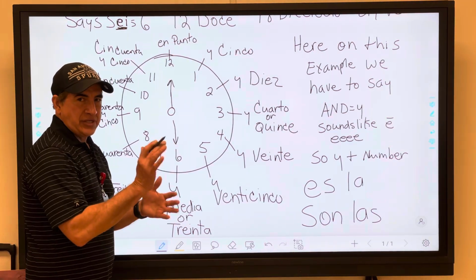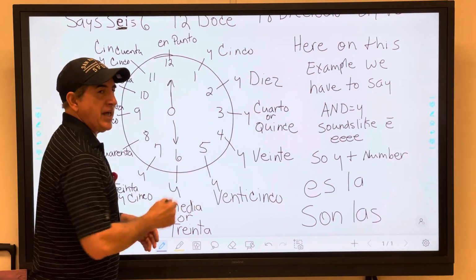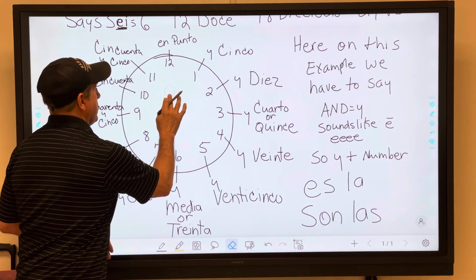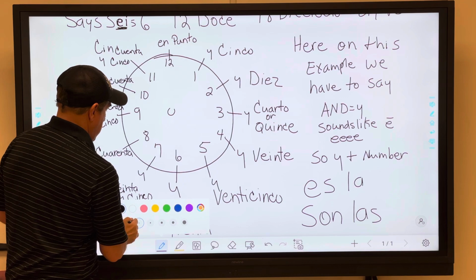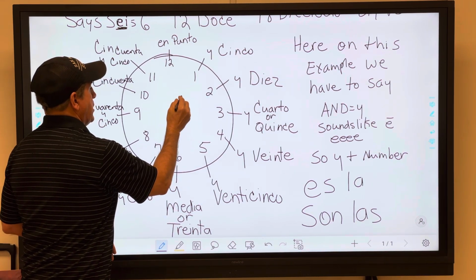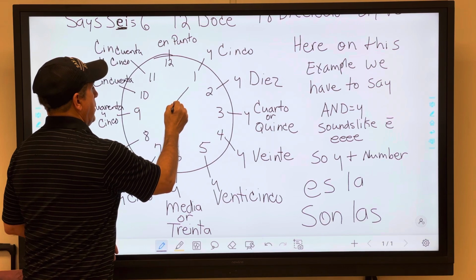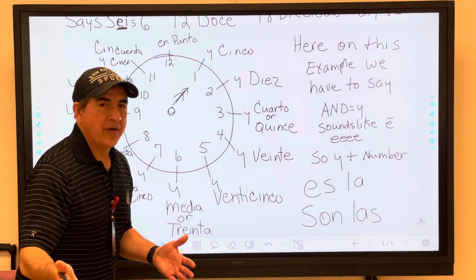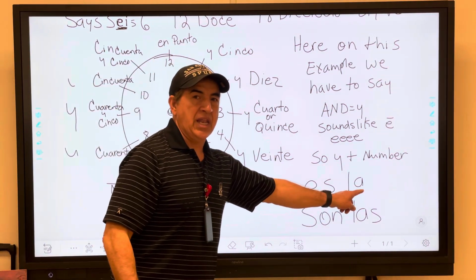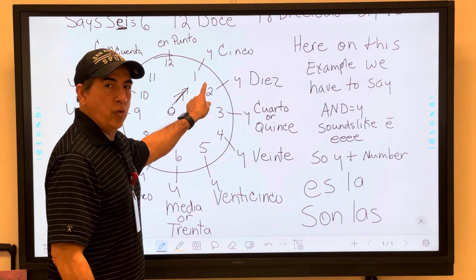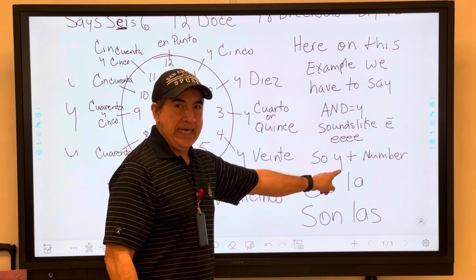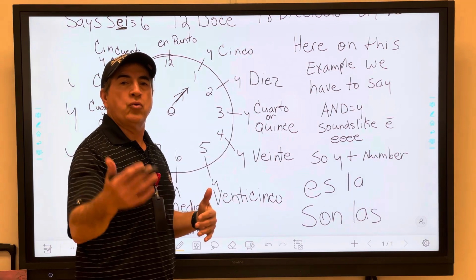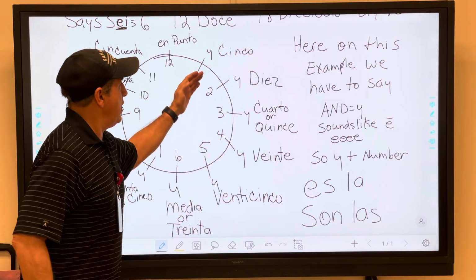Okay, now here's where it's kind of funny when we have to say and. Okay, so let's make the time, this will be interesting. It's 1:05. We would say es la, inside number first, una. Then we say y. Remember when we would say y tú? Y 5. Es la una y 5. And we would continue as the time went.